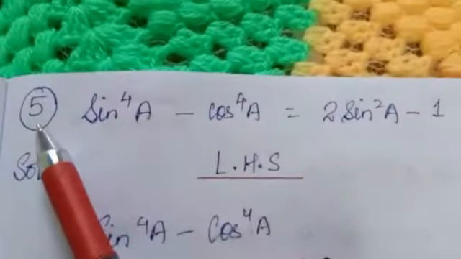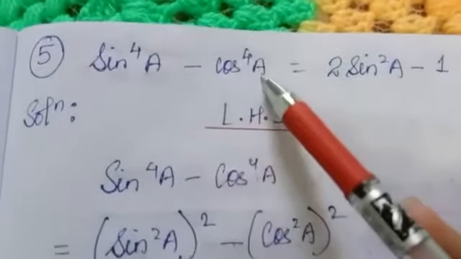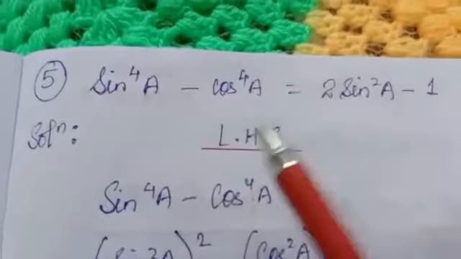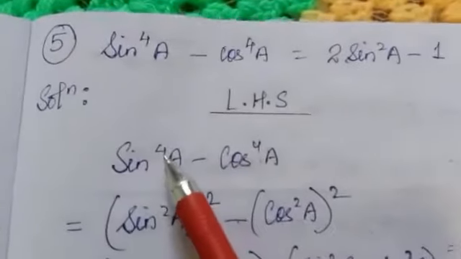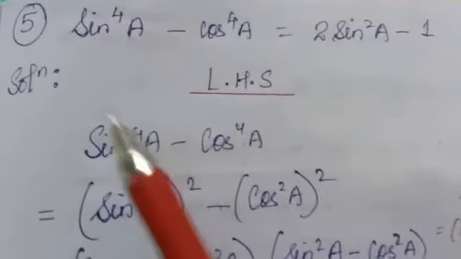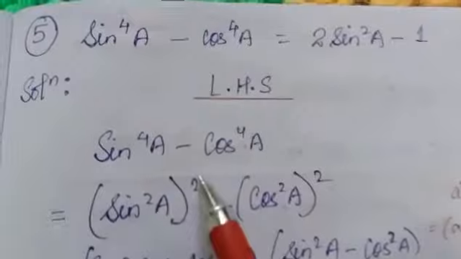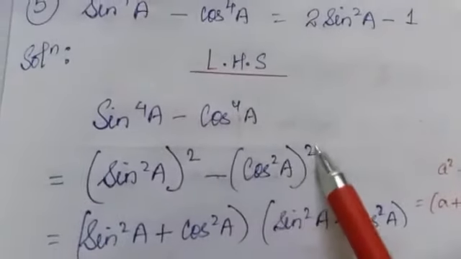Next question number 5. Sine to the power 4A minus cos to the power 4A is equal to 2 sine square A minus 1. Copy left hand side first. Now we don't have formula for power 4. Okay. So what we will do is, in place of sine to the power 4A, we will write sine square A whole square, because 2 2s are 4. Similarly, cos square A whole square.